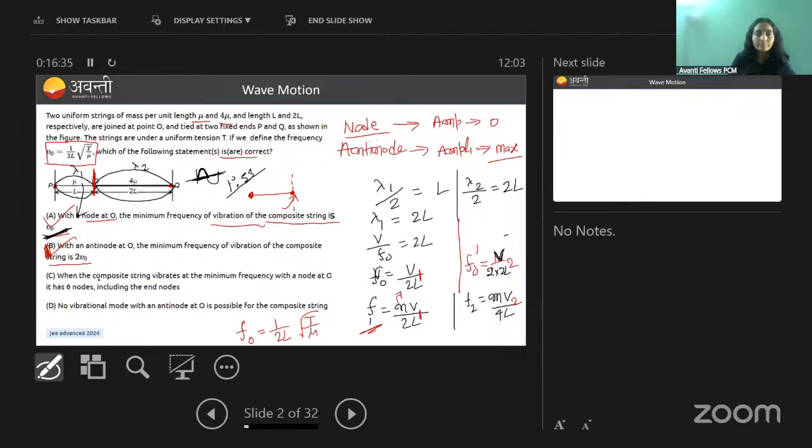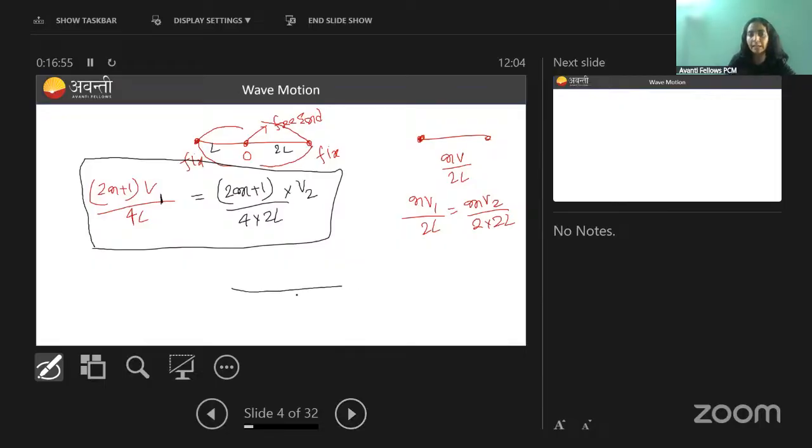Let us look at option C. When the composite string vibrates at the minimum frequency with a node at O, that is in case 1, it has 6 nodes including the end nodes. So if the composite string vibrates at the minimum frequency with a node at O, we calculated just now the value of that minimum frequency. We got n equal to 1, and how much did we get for m? 4. What is the meaning of n equal to 1? N equal to 1 has this simple meaning. What is the meaning of m being equal to 4? So here you will be doing this thing. 1, 2, 3, 4.